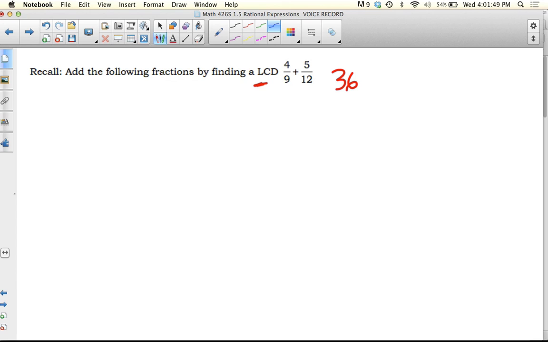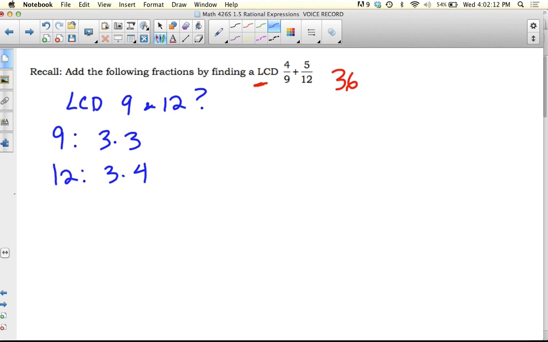So what we're going to do is figure out the lowest common denominator of 9 and 12. First, we're going to list out the factors. 9 is 3 times 3, right? 12's factors are 3 times 4, right? We could turn them into primes, but we don't really need to in this case. What we see here is that they have a common factor of 3, okay? So that's all they have in common.